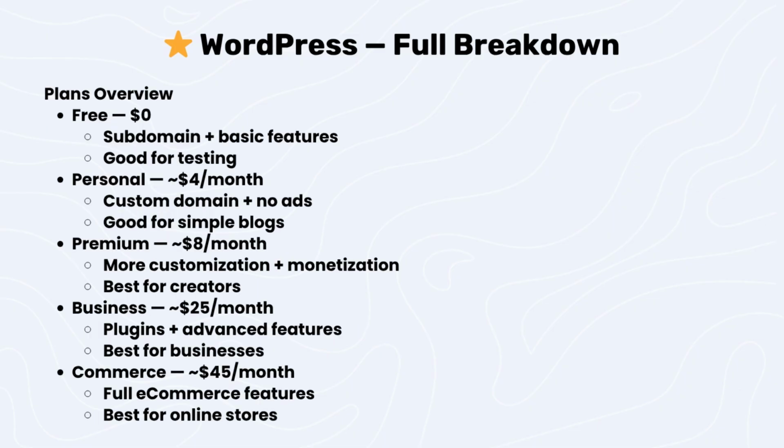WordPress.com offers a free plan, which is good for testing but includes a subdomain and basic features. The personal plan starts at around $4 per month and allows you to use a custom domain and remove ads. The premium plan is around $8 per month and adds more customization and monetization options. The business plan is around $25 per month and unlocks plugins and advanced features. This is the best option for most users. And then there's the commerce plan at around $45 per month, which is designed for full e-commerce websites.